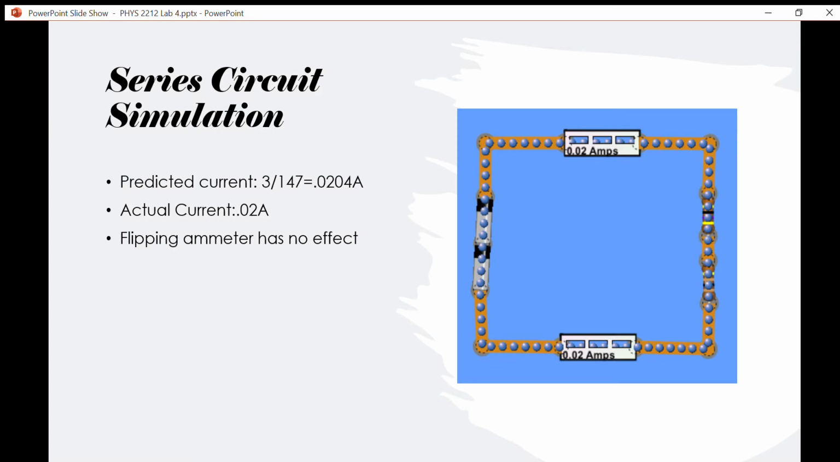So the first part of the lab, we did a simulation with a series circuit. And here the point is we're just going to talk about how charge is conserved and voltage as well. So first thing we had to do was just predict the current, and the way we can predict the current, we just take the total voltage and divide by the resistance, and that calculation was 0.0204 amps. And the actual current the simulation showed was 0.02 amps, which is the same thing practically. And so I found that flipping the ammeter also had no effect.